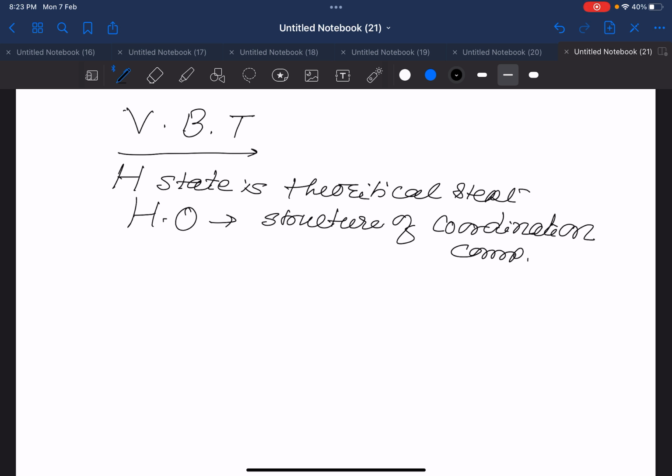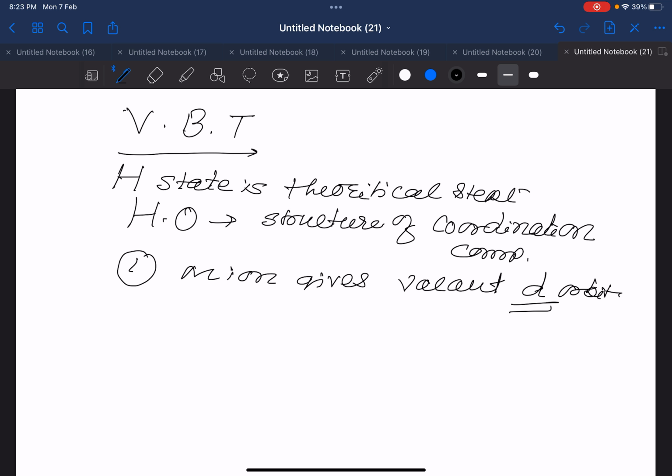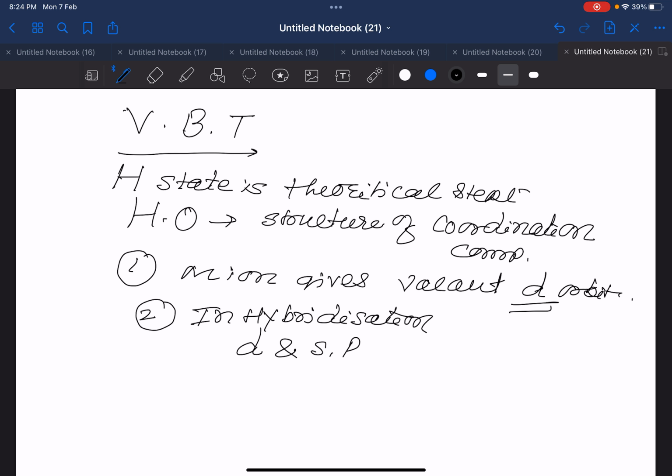Okay, so first point is that metal ion provides vacant d orbital. और बोल सकते हैं हम लोग vacant d orbital along with s and p orbital of the metal ion can take part in the hybridization, and the number of vacant orbitals formed is equal to the number of ligands which can donate the electron pair to the central metal atom.